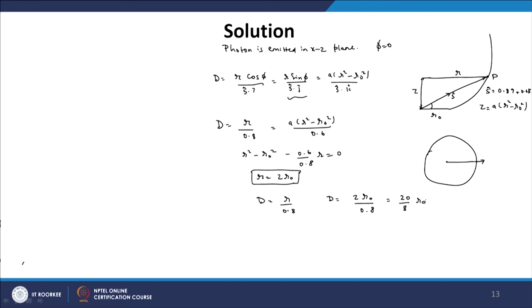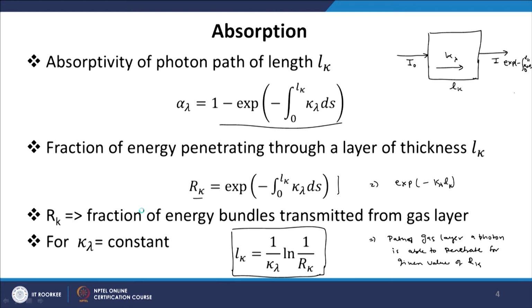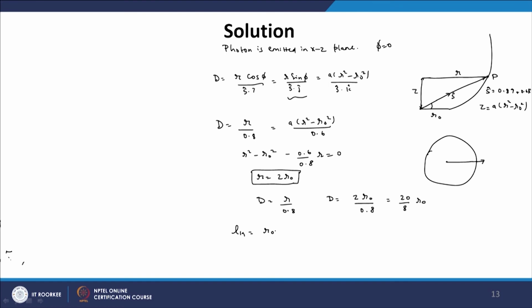Now, we are interested in finding whether the photon will be absorbed or not before it hits the surface. So, we will find out L kappa. L kappa is equal to the value of r naught. So, we will use this relation. Let me just show you the relation. We have to use this relation, ln 1 upon r kappa, to find out whether the photon is absorbed or not. So, L kappa is equal to 1 upon kappa ln 1 upon r kappa. This relation we have to use to find out whether the photon is absorbed before it hits the wall or not.